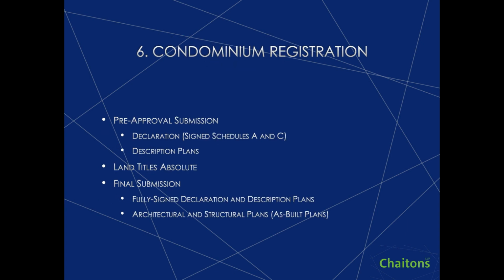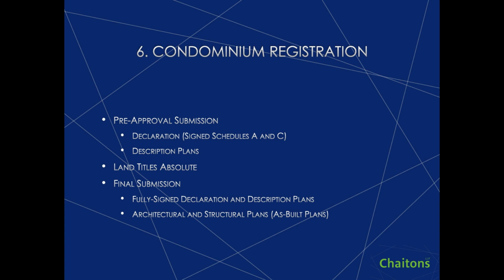And then condominium registration itself, once the land is actually divided and you can go ahead and sell. This will happen a bit in parallel, at least this first part, and the second one as well, to the previous slide. But basically, your lawyer completes the declaration, they sign the Schedule A legal description, the surveyor completes the description plans, they sign the Schedule C unit boundaries, and that's given to the land registry office for pre-approval.